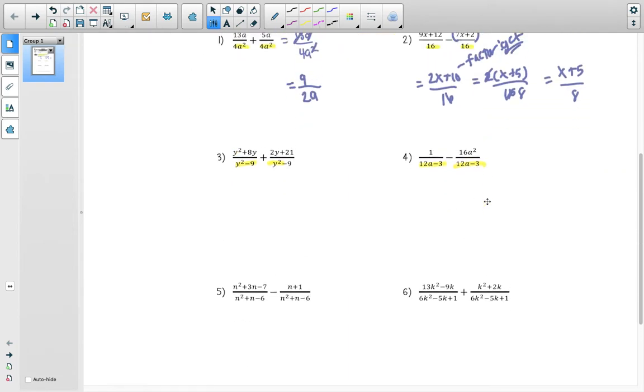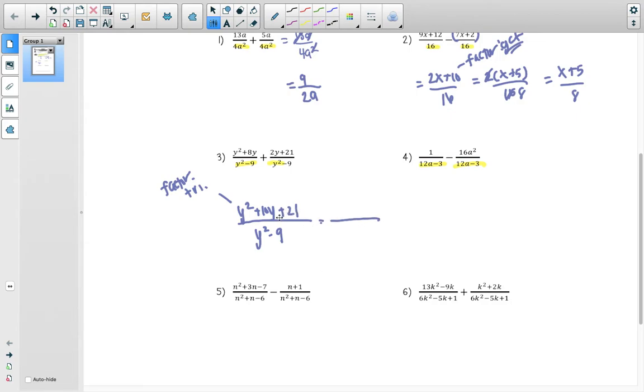All right, number 3. Okay, you're just adding like terms. We know the bottom's staying the same because they have the same bottom. So there's no y squared on this side, so we just have y squared. And we have 8y and 2y, which is 10y. And 21. Now, this has 3 terms, so you are going to factor, but this is a trinomial, so you have to do it a little differently.